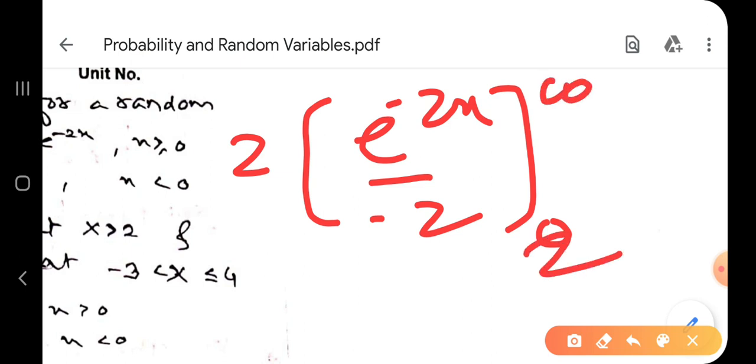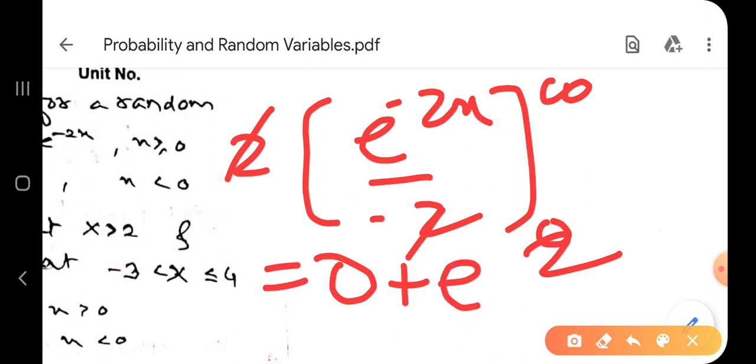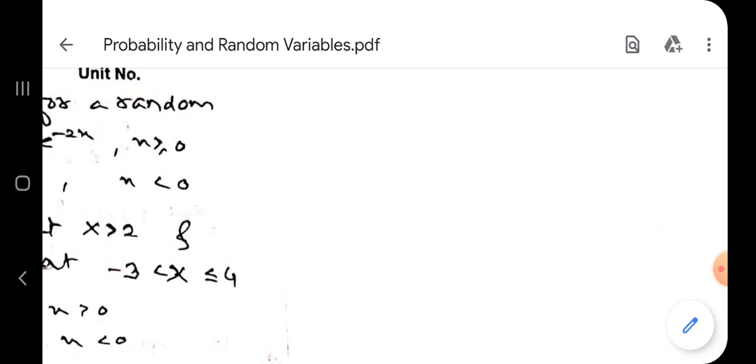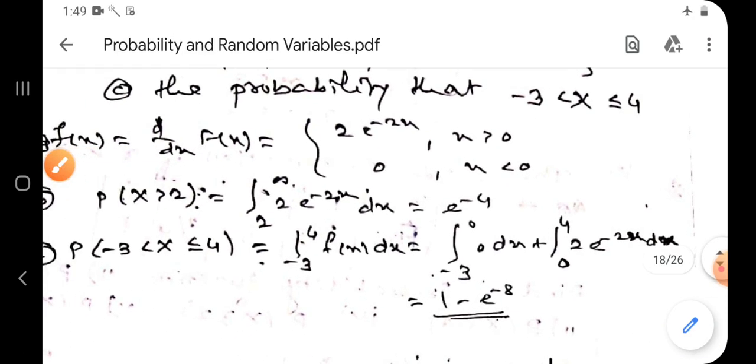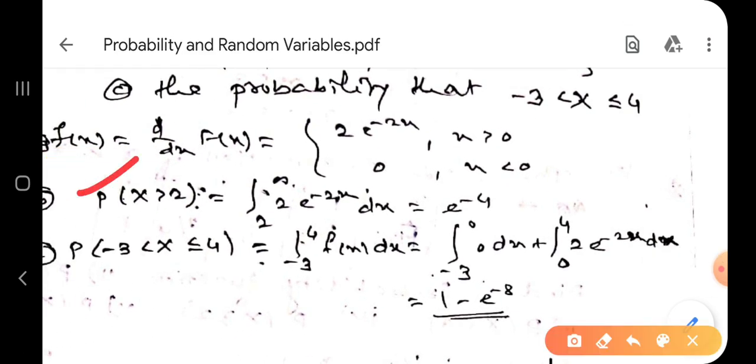For infinity, value is 0. Here 2 gets cancelled. For infinity, it becomes 0. Minus minus, it is plus. Upper limit minus lower limit. And put here, x is equal to 2. So I get e raised to minus 4. So this is your answer, e raised to minus 4. Understood? E raised to minus 4 is your first answer, P of x greater than 2.